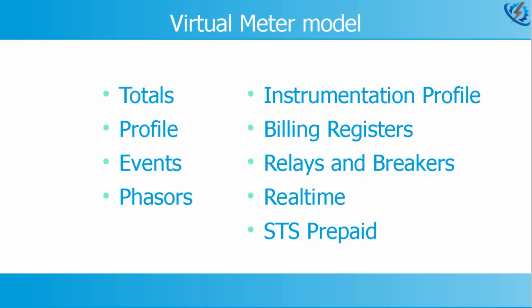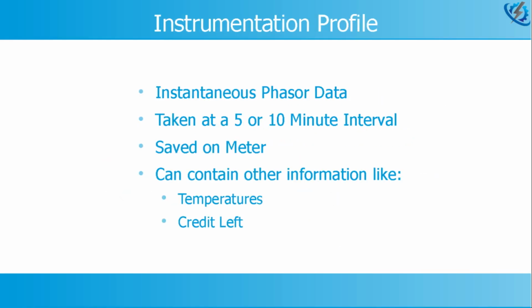Next, we have instrumentation profile. Instrumentation profile is like the phasor data, but it is taken at an interval, usually every 5 or 10 minutes, and saved on the meter. We can then read these values and plot them on a graph.